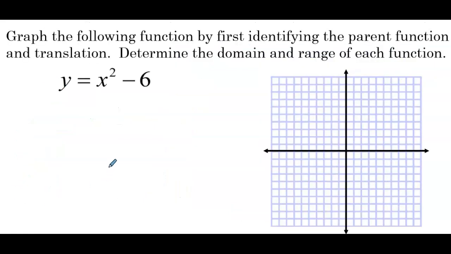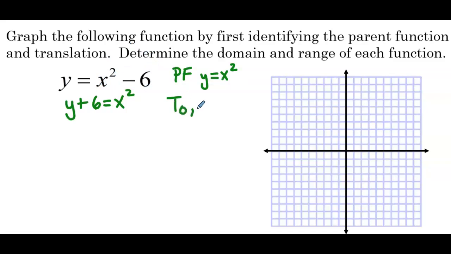Next, we have y equals x squared minus 6. So our parent function is y equals x squared, the quadratic function. To figure out the translation, let's add 6 to both sides. So y plus 6 equals x squared. Right, the minus 6 isn't inside of the parent function. So our translation here is 0, -6. Right, the equation is y plus 6. We're then subtracting 6 from the y values.